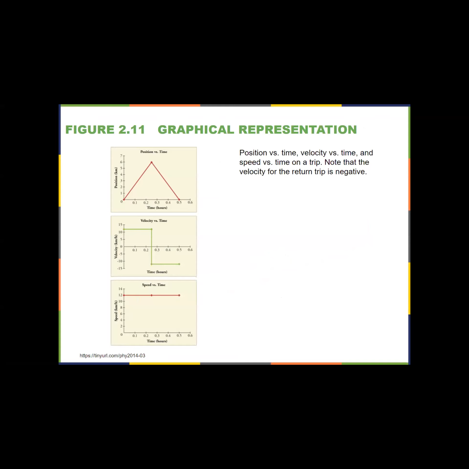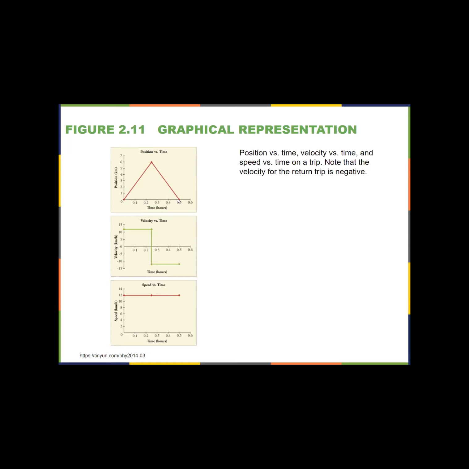A lot of times it's easier to visualize the movement of an object by looking at a graphical representation of it. In this case, starting from your home to a store, your position changes like this as time elapses. You have the position as the vertical axis and the time as the horizontal axis. Then in a quarter hour, 15 minutes, you reach the store, and then you're coming back. So the position goes from 0 to 6, and then back to 0 here.